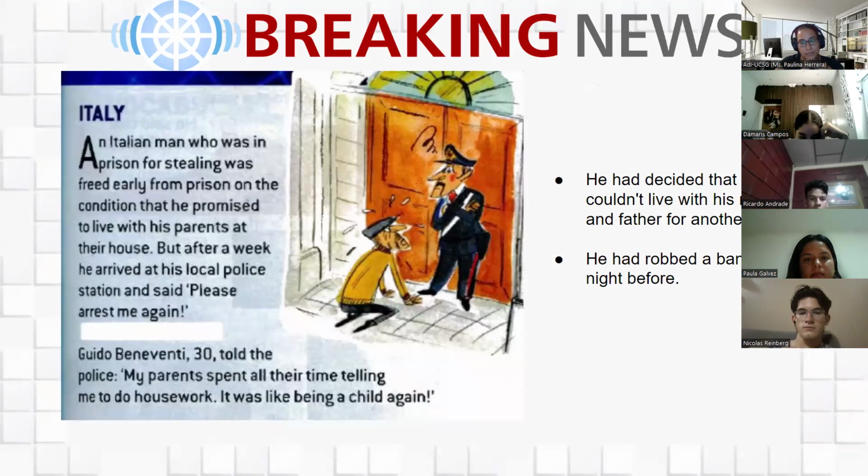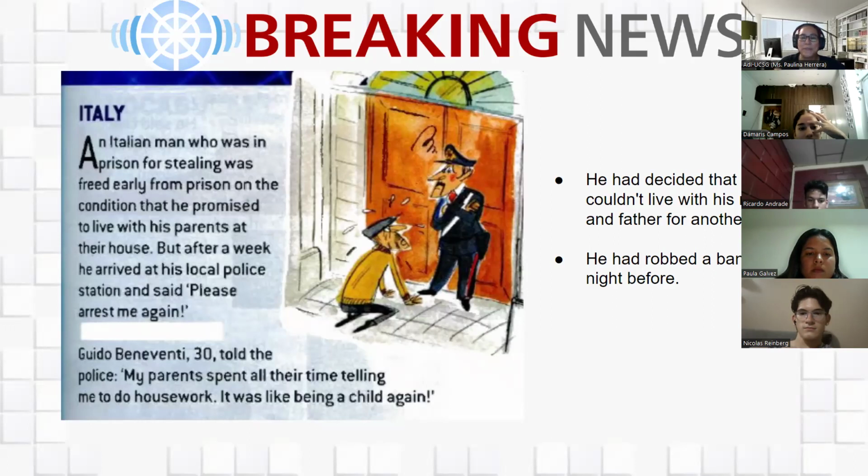An Italian man who was in prison for stealing was freed early from the prison on the condition that he promised to live with his parents in their house. But after a week, he arrives at his local police station and says, "Please arrest me again." Guido Benetti, 30, told the police, "My parents spend all their time telling me to do housework. It was like being a child again."